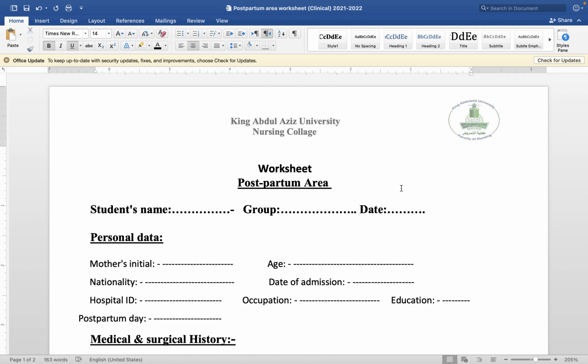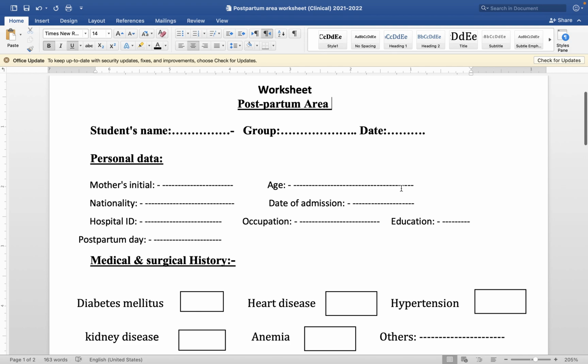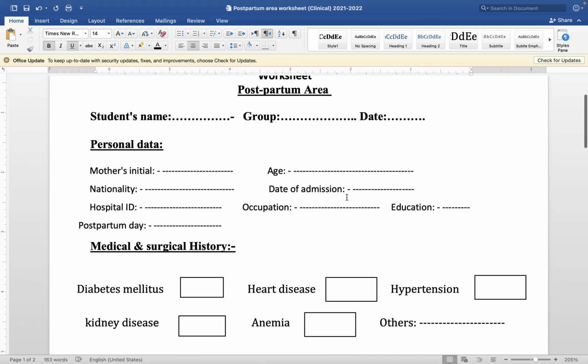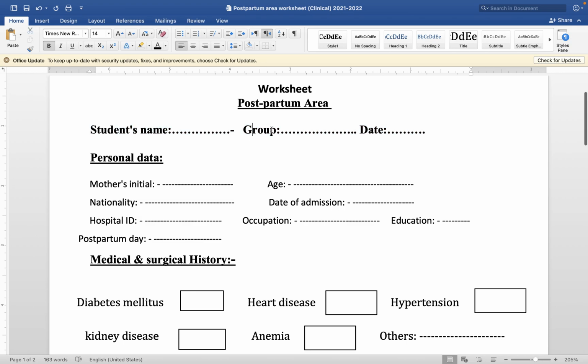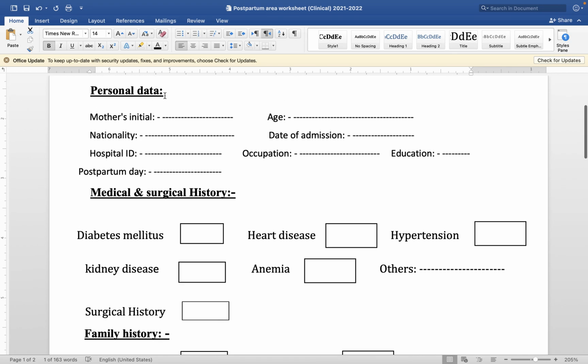We're going to talk about, inshallah, how to fill the postpartum clinical sheet. It's pretty straightforward, but I understand that because you just started the clinical rotation of maternity courses, I think it's pretty useful if we go over each definition, each term, and abbreviation. So as you can see here, your name, your group, if you have like A1, A2, PC, whatever, and the date, the date you took the case and started taking care of it as a student.